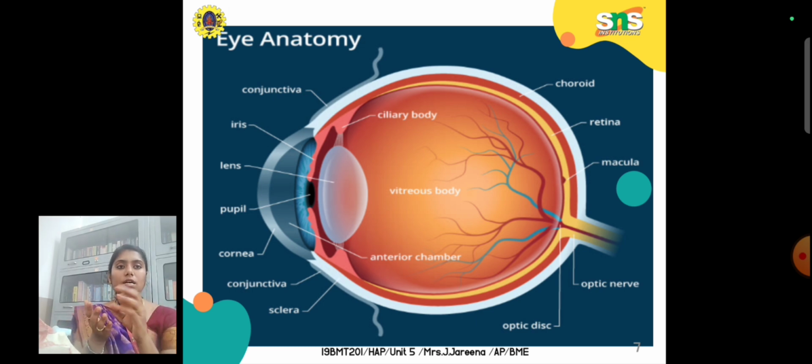Okay, then you can see all these many photoreceptors on the innermost layer, that is the retina.